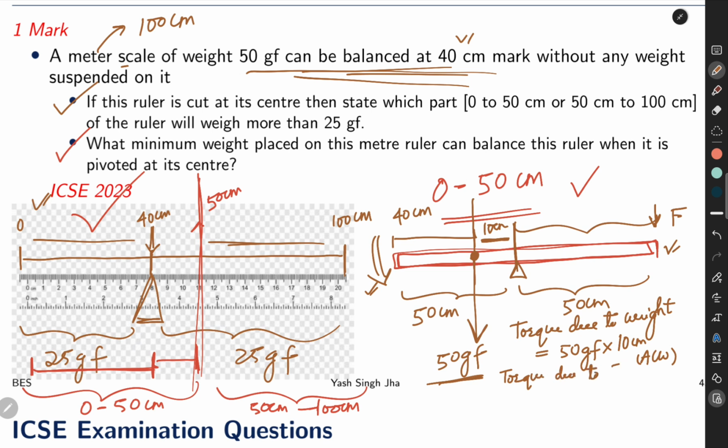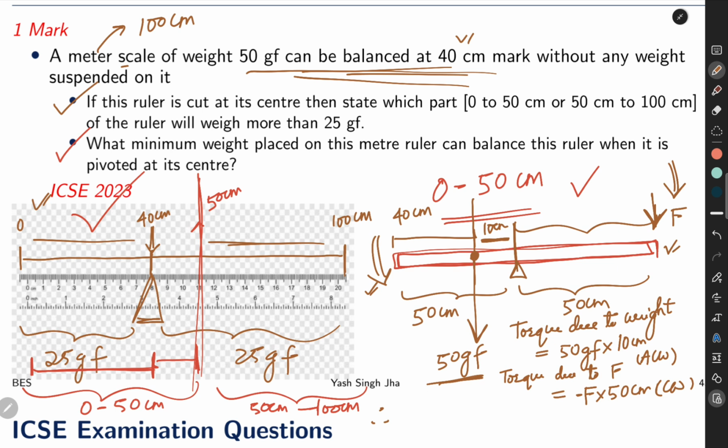Torque due to F. Why is F downwards? Only then will the meter ruler balance itself, right? F is producing a clockwise effect. Only a clockwise effect can cancel out an anti-clockwise effect. So torque due to F will be F into 50 centimeter, clockwise. Clockwise means negative. Correct?